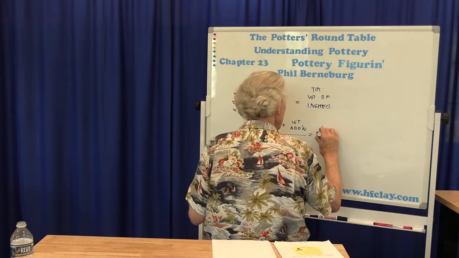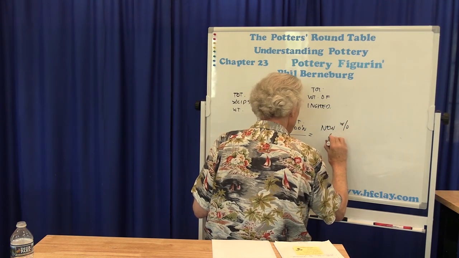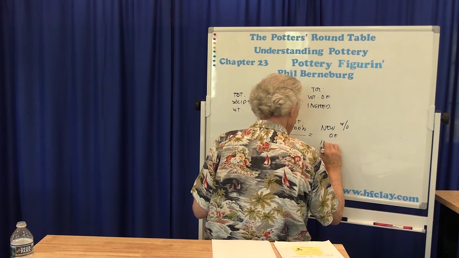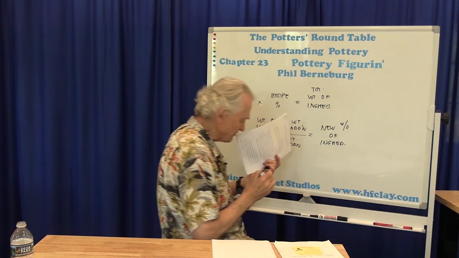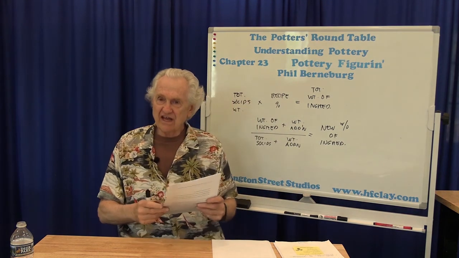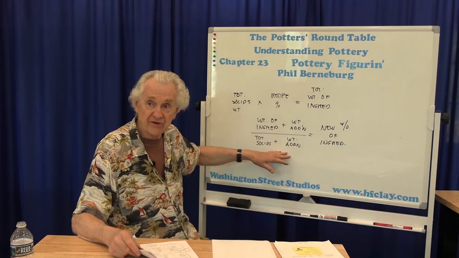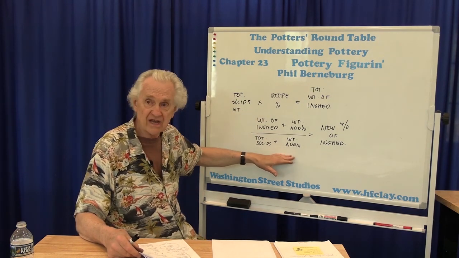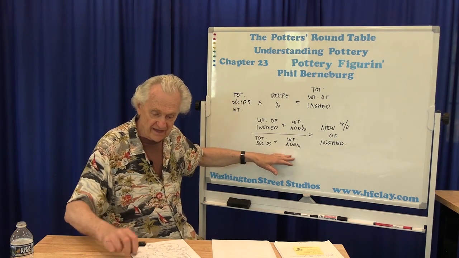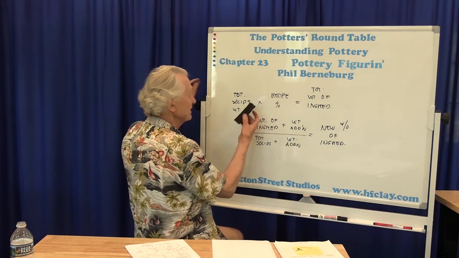would give me the new weight percent of the ingredient. Because I already had some of this ingredient in the glaze, I'm just adding more of it, and this would be a way of calculating what the new percentage is. I knew what the percent was in the original recipe. This would tell me now the new percent after making this additional contribution to the glaze. Okay?